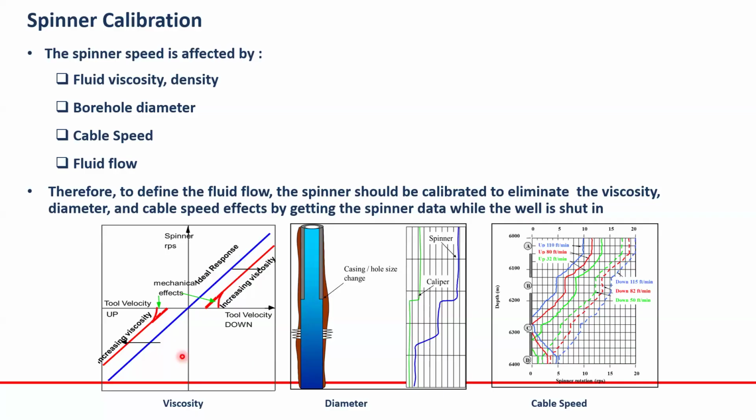Here is the diameter. As you see here, if the caliper is increased, the spinner response is decreased; if the caliper is less, the spinner is higher. And here is the cable speed. As you see, we can run at 100 feet per minute, 80 feet per minute, and 30 feet per minute, and the depth versus spinner changes with the speed of the cable itself.